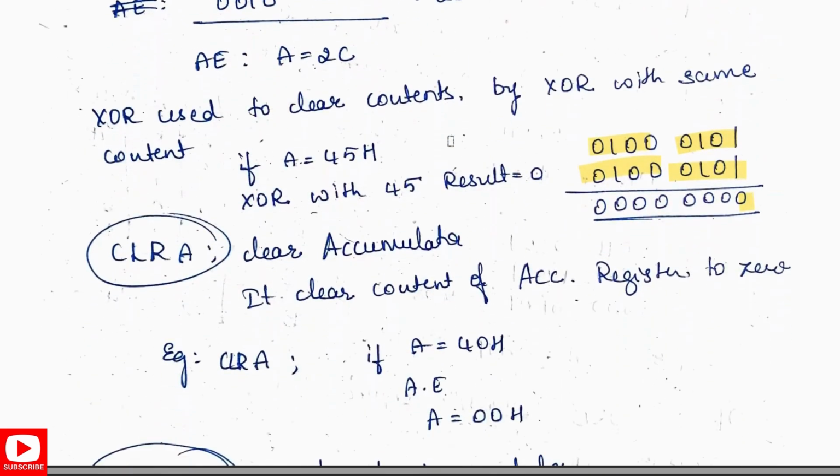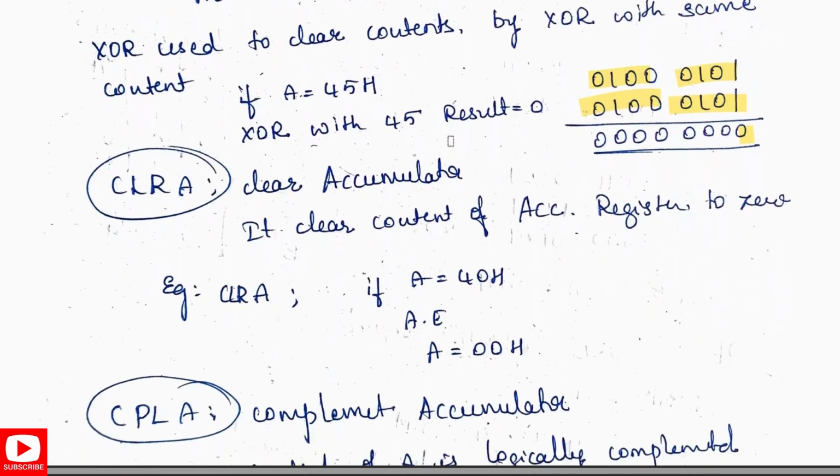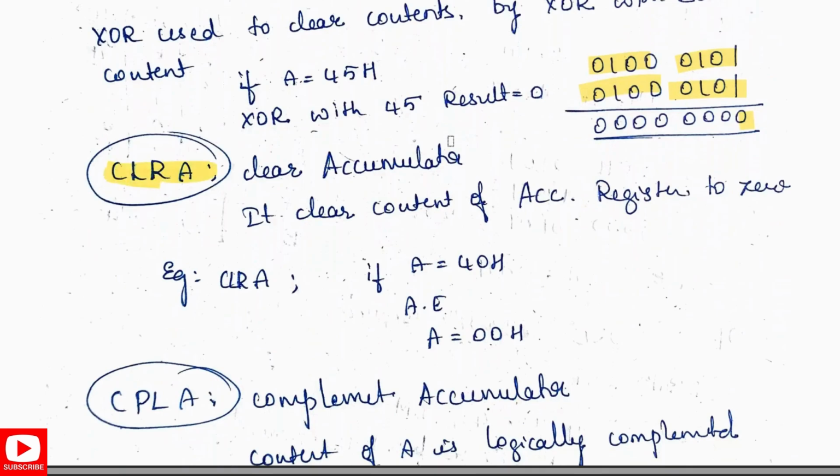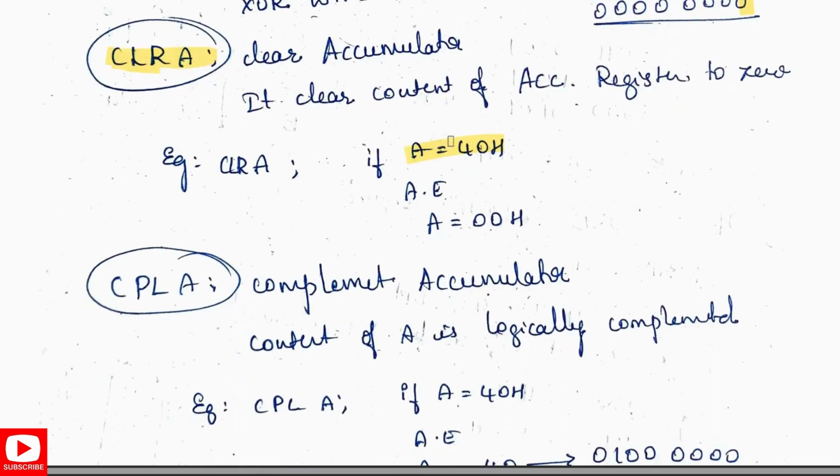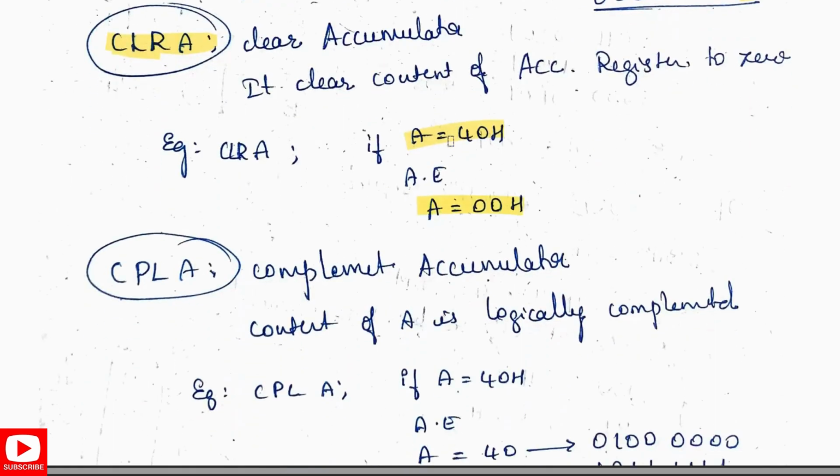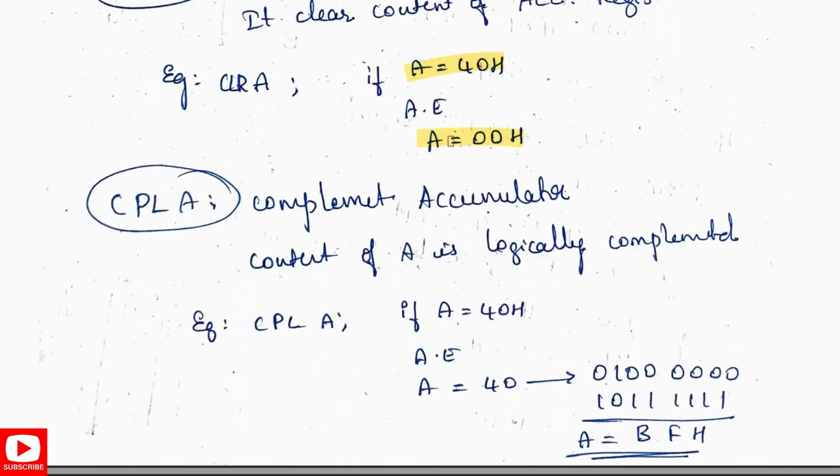Next we are using some other functions. CLR A means clear the accumulator. It clears the contents of the accumulator register to 0. That is, A is 40H, or else you can say 00H after execution. Next is CPL A.